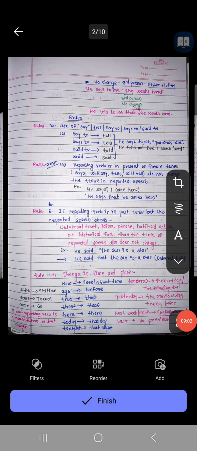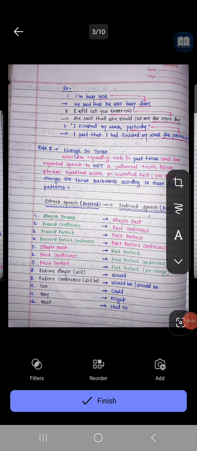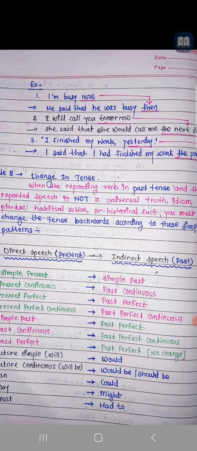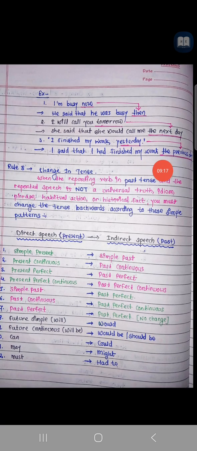Let's move to examples. So first example, I am busy now. Here he said that he was busy then. Now, then. Next, tomorrow, the next day. Yesterday, the previous day. See the example, I will call you tomorrow. She said that she would call me the next day.